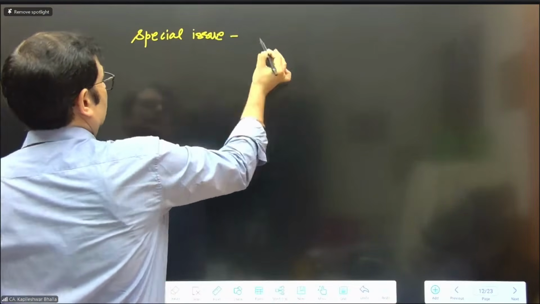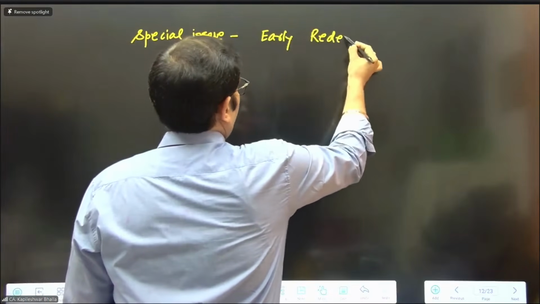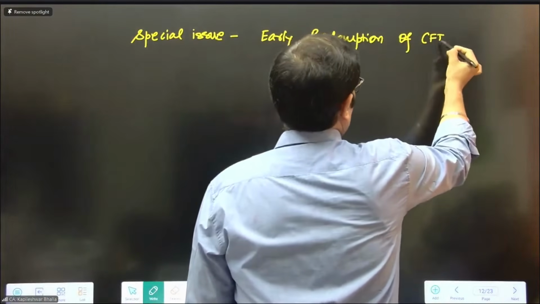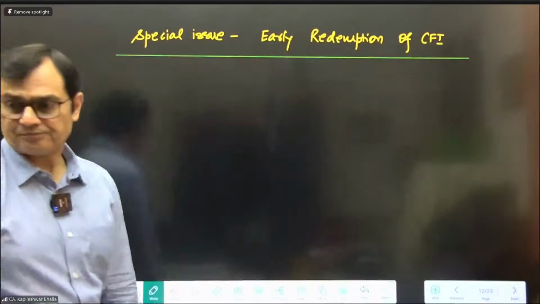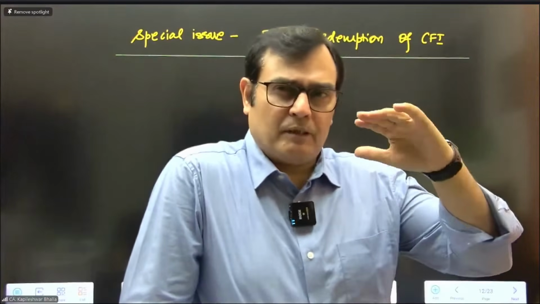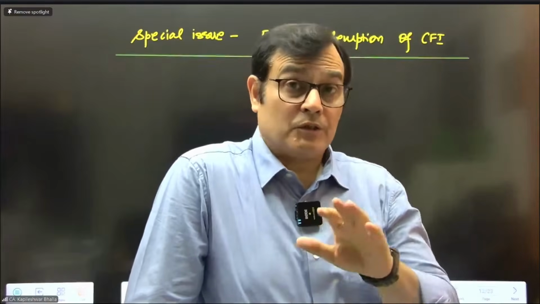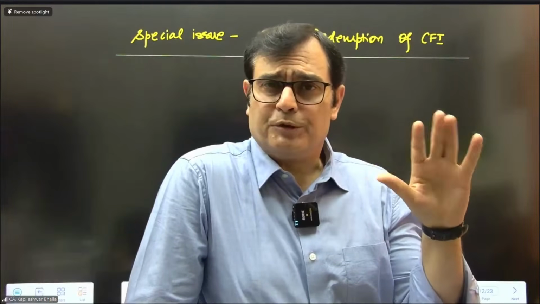There is a little special issue pertaining to what is called early redemption of compound financial instruments. I'll just make a quick mind map, a flow chart kind of a thing, which will keep you intact in terms of Ind AS 32 after this. In the meantime, you need to decide whether we are doing a question on this particular part or whether just the conceptual revision is okay.